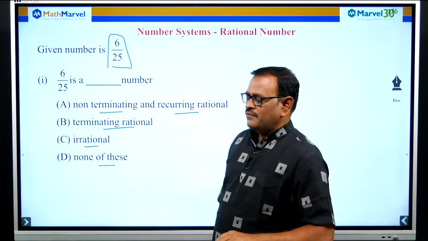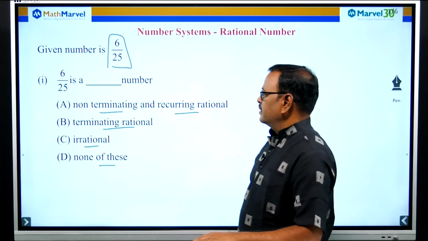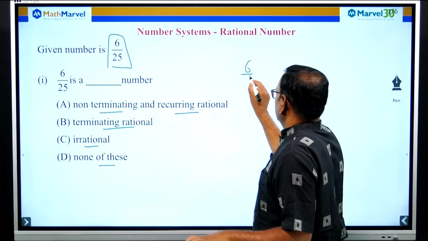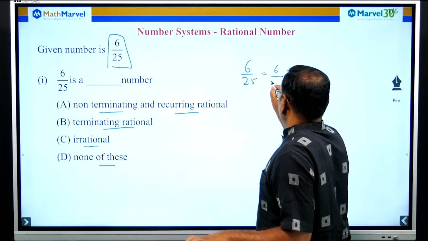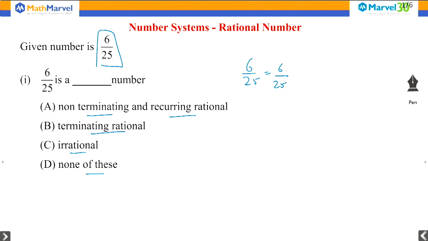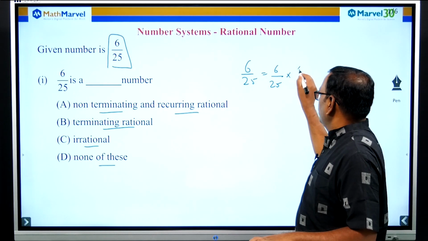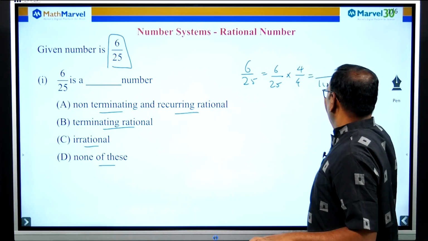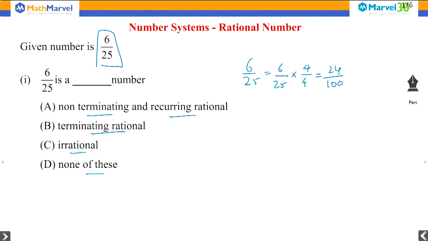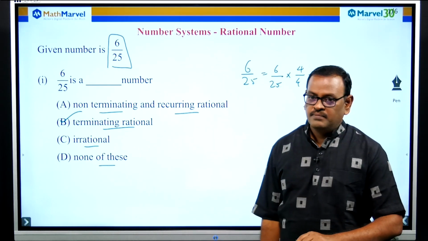How to decide whether a fraction is terminating or non-terminating? First write 6 by 25. Convert the denominator in terms of powers of 10. The denominator is 25, so multiply and divide by 4, which gives 24 by 10 square. The denominator is a power of 10 and hence it is a terminating rational number.